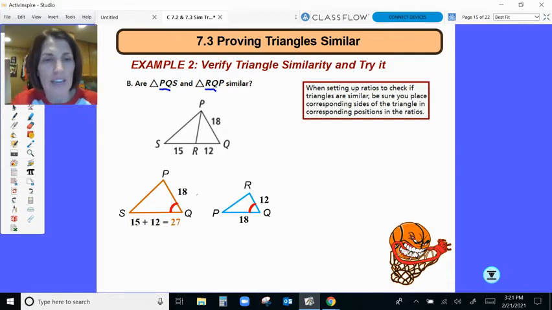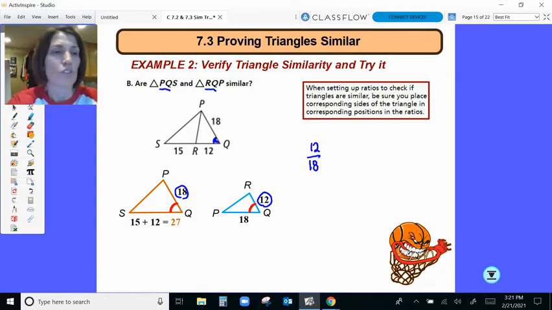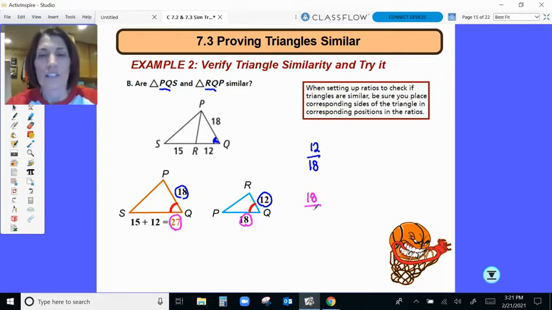I labeled their sides 18, 27, and 12 and 18. They have an angle between them. They share this angle Q, so they already have this angle Q. So we're looking at side-angle-side similarity, so long as those other sides are proportional. We're going to look at 12 over 18, and then we're also going to look at 18 over 27.